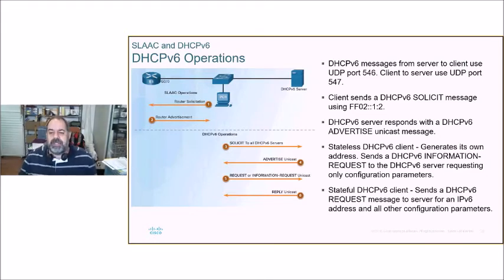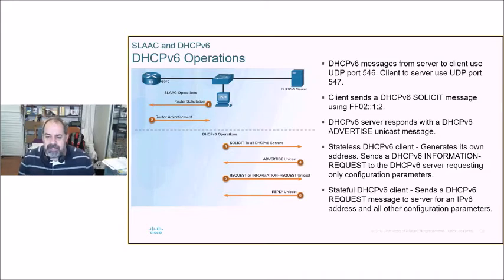Basically, we don't use the same port numbers. We use 546 and 547 on UDP. And we also, of course, need to use a multicast address, and so it's FF02::1:2 as the destination. That's where the solicit message goes. And then DHCP responds with an advertise. We've got solicit and advertise. That seems to be the pairing these days with IPv6.